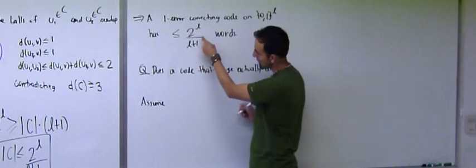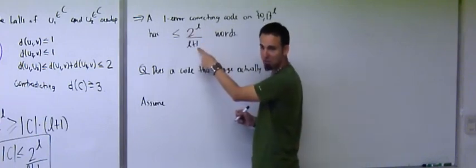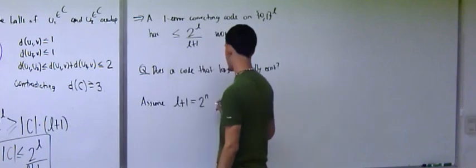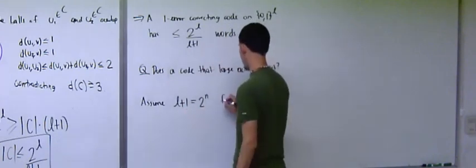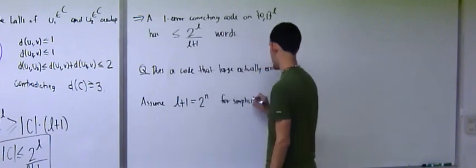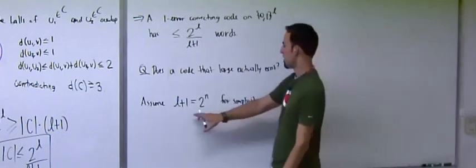Now, when is this guy an integer? Well, you're taking a power of 2 and dividing it by something. So if you want an integer, this something better be a power of 2. So let's assume that L plus 1 is 2 to the n for simplicity. Why don't you just take the floor of it then? Well, you'll see why. You'll see why. I'm going to assume L plus 1 is equal to 2 to the n.